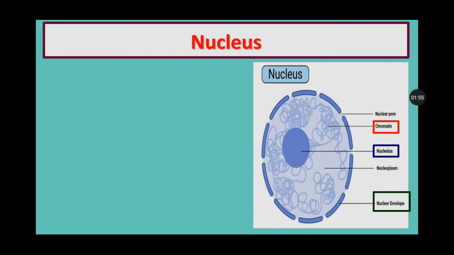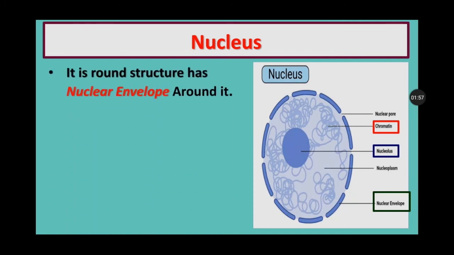The next one is nucleus, the most important organelle. It is round in structure and has an envelope around it, which is known as nuclear envelope.